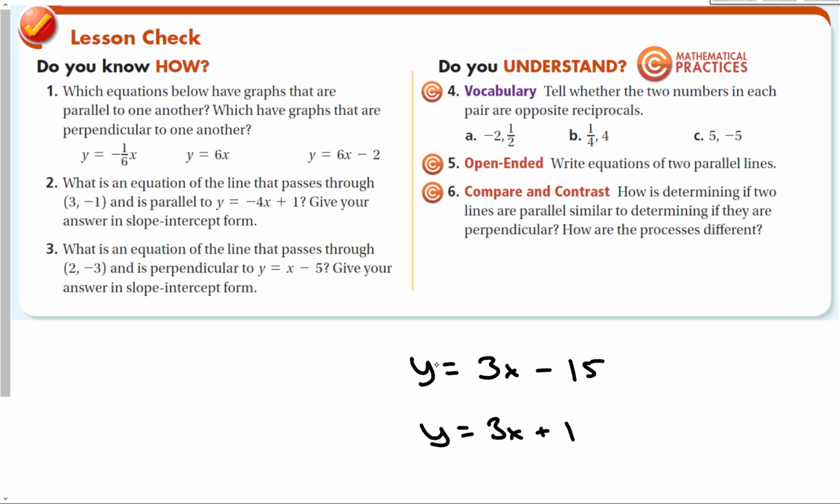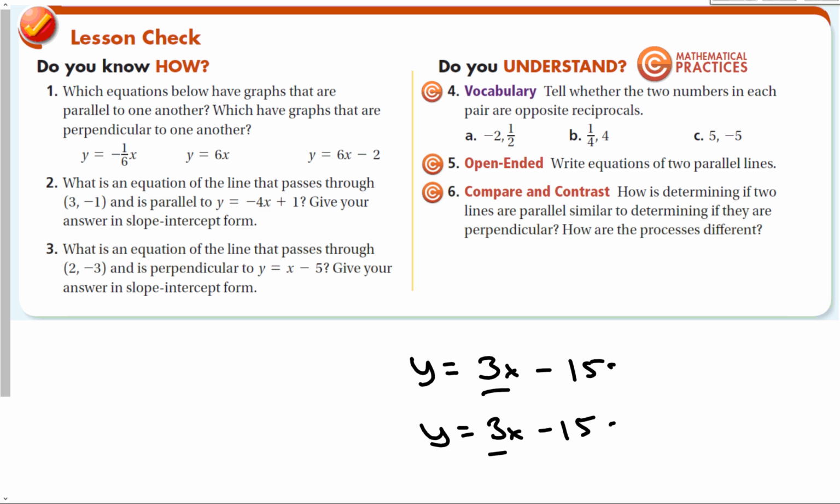We can change this to standard form. We can change it to point-slope form. But as long as the slopes are the same, the two lines will be parallel. How is determining if two lines are parallel similar to determining if they were perpendicular? In both cases, we're going to look at the slope. Now, the only thing that gets weird is if the intercepts happen to be exactly the same.